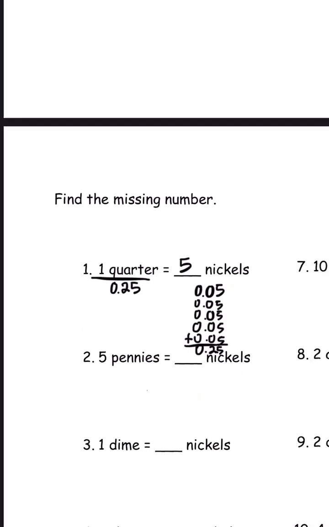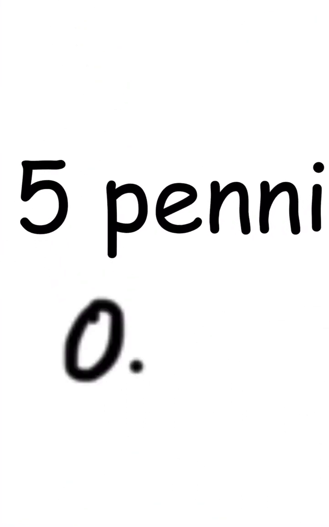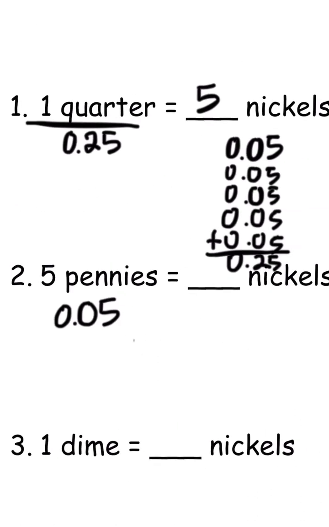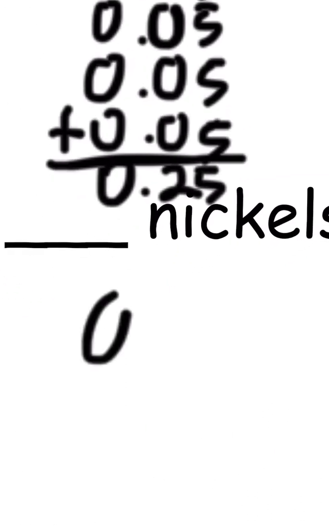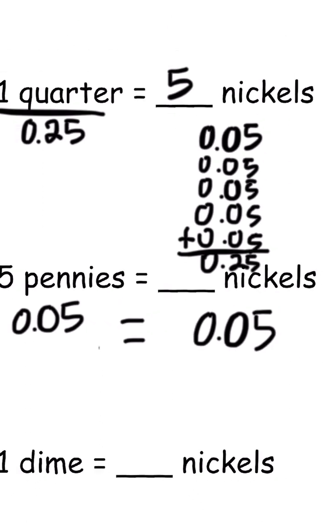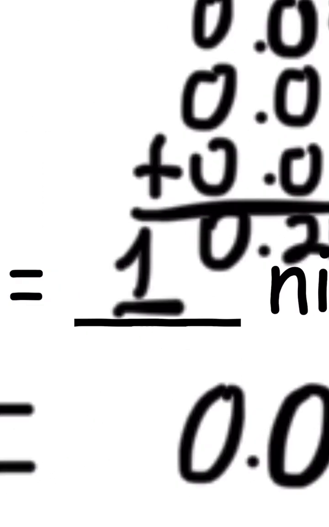Let's look at number 2. For number 2, we have 5 pennies. So 5 pennies is 5 cents. And 1 penny is going to be 1 cent. Nickels is 5 cents again. So it's 0.05. They're already equal. So 5 pennies is going to be 1 nickel.